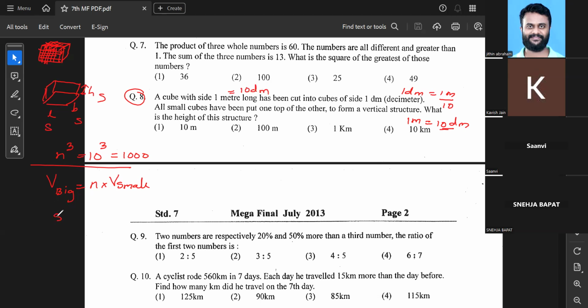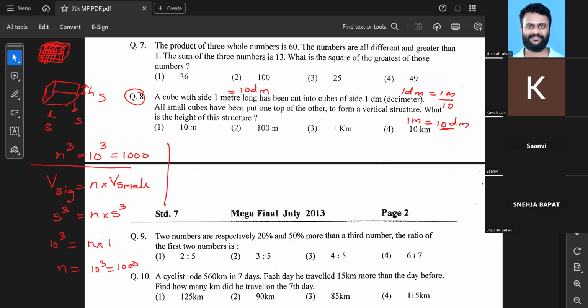So the volume of a cube is always side cube. You should remember that. It is equal to n multiplied by side cube. This side is the side of the bigger cube, and this one is the side of the smaller cube. The side of the big cube is 10 decimeter, so I am going to write in terms of decimeter. So 10 cube is equal to n multiplied by 1 decimeter, the side of the small cube. So that gives me n is equal to 10 cube, which is equal to 1000. So I proved the whole thing in front of you so that you can choose any method.